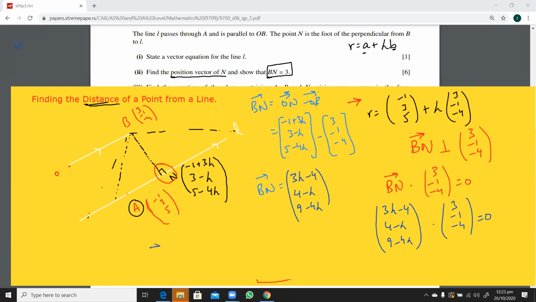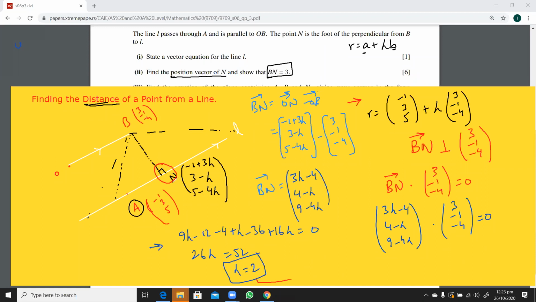So here we go. This is going to be 9 lambda minus 12 minus 4 plus lambda minus 36 plus 16 lambda, that is equal to 0. So we have 9 plus 1, 10 plus 16, this is 26 lambda, minus 12 minus 16, oh yes, this is going to be 52. So this lambda is going to be 2, yes, this is 2, okay? This is the correct value of lambda over here.